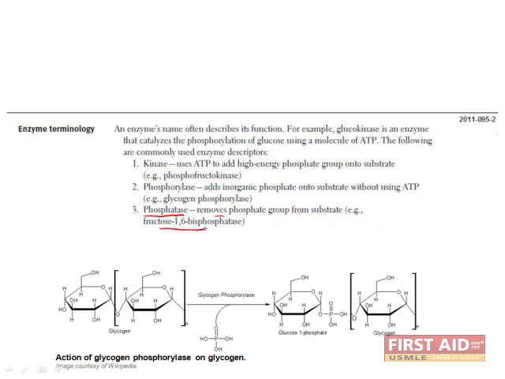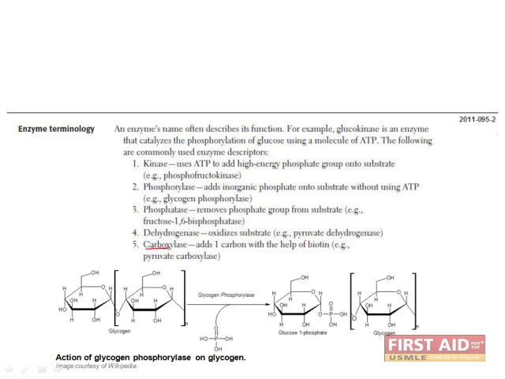An example is fructose 1,6-bisphosphatase, which converts fructose 1,6-bisphosphate to fructose 6-phosphate in gluconeogenesis. A dehydrogenase is an enzyme that oxidizes a substrate. This means that hydrogens or electrons are removed from the substrate. An example of this is pyruvate dehydrogenase, which converts pyruvate to acetyl coenzyme A. And lastly, a carboxylase is an enzyme that adds a one-carbon carboxyl group with the help of biotin. For example, pyruvate carboxylase converts pyruvate to oxaloacetate.